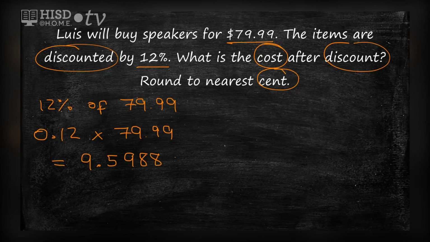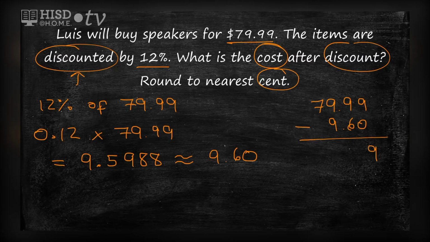Once I multiply these two numbers, I'm gonna have a result of 9.5988, which I can round to $9.60. So once I have this amount, remember that it's a discount, so I have to subtract from $79.99 minus 9.60. I just do a regular subtraction. That is gonna be $70.39, and that's gonna be the answer. That's gonna be the cost after the discount.